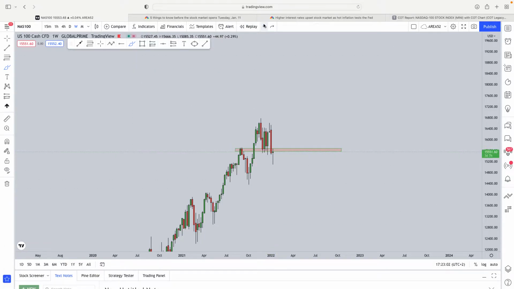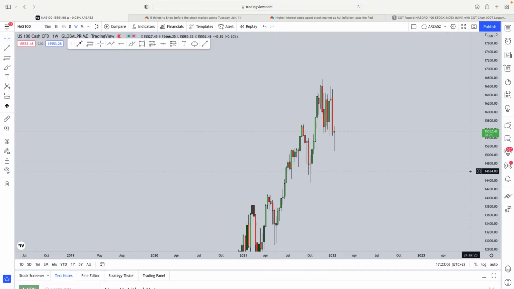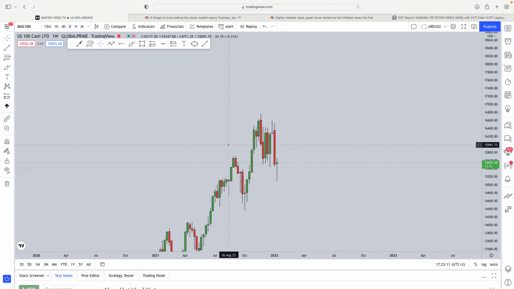All of that support is now once again tested as resistance. However, one thing to keep in mind is the wicks that we have in the market, because the wicks represent a price in the market that was once tested as well.